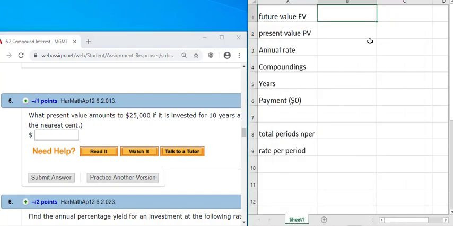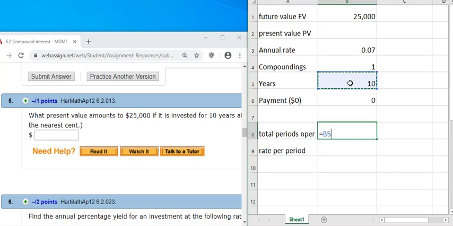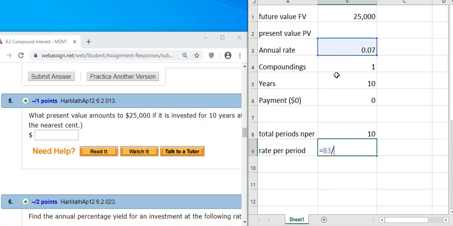All right. My future value is now known. That's going to be 25,000. Present value is what I'm looking for. Annual rate was 7%. Compoundings once per year, annual compounding for 10 years, no additional payments or withdrawals. Total number of periods will be 10 years of 1 per year. Rate per period will be 7% divided into 1 per year.